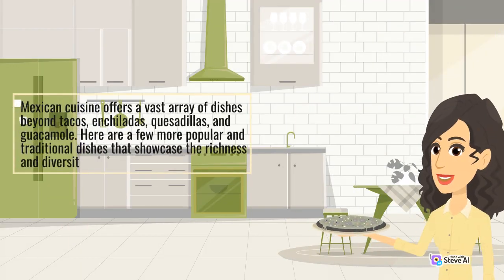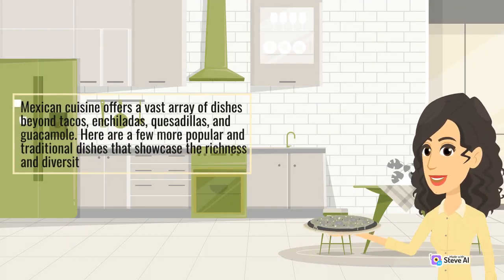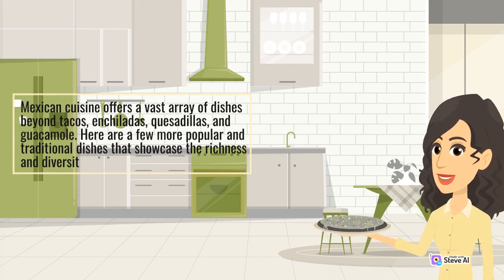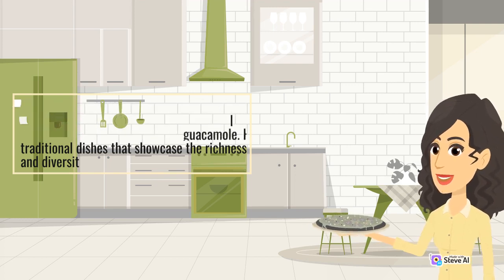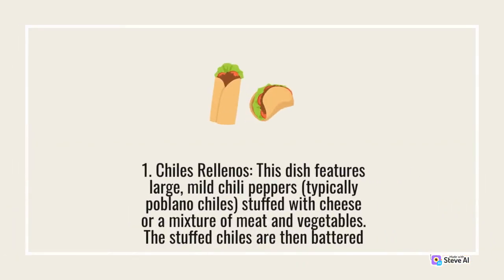Mexican cuisine offers a vast array of dishes beyond tacos, enchiladas, quesadillas, and guacamole. Here are a few more popular and traditional dishes that showcase the richness and diversity. 1. Chiles rellenos. This dish features large, mild chili peppers, typically poblano chilies, stuffed with cheese or a mixture of meat and vegetables. The stuffed chilies are then battered.